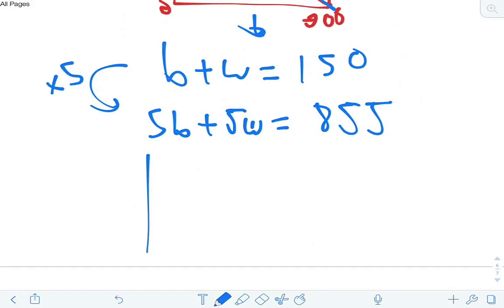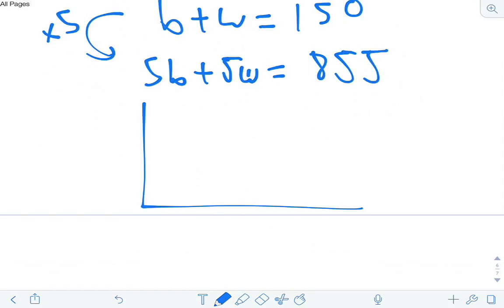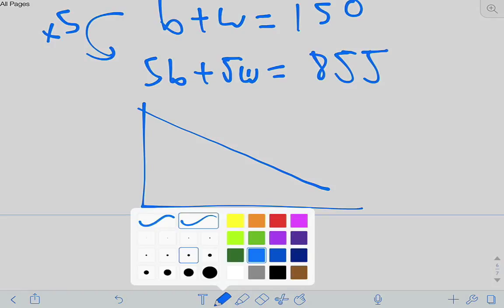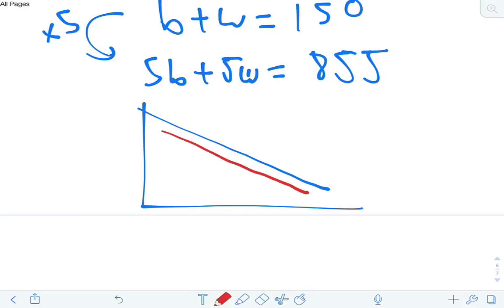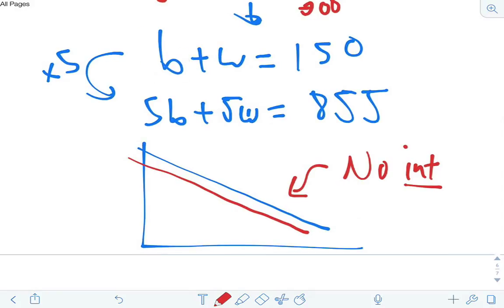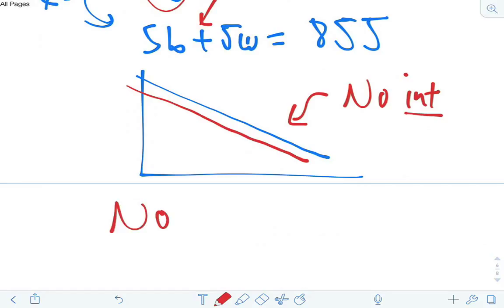If I plot these two graphically, I won't go through the exact numbers. I will end up with two lines which have the exact same slope but are not coincident. They are parallel but not coincident. And so what I have here is no intersection and therefore no solution. If I come back here and solve for B as a function of W and plug it into here, I will find that I have basically an incompatible left and right side. There's no solution to this system of equations. There's no combination of B and W that will satisfy both of these equations.